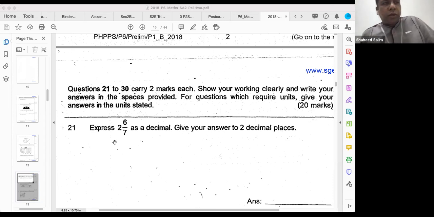Just do long division, you can get the answer. Okay, how to do long division? 2 times 7, 14 plus 6, 20. You can do 20 divided by 7 like that, or you can also just do 6 divided by 7.